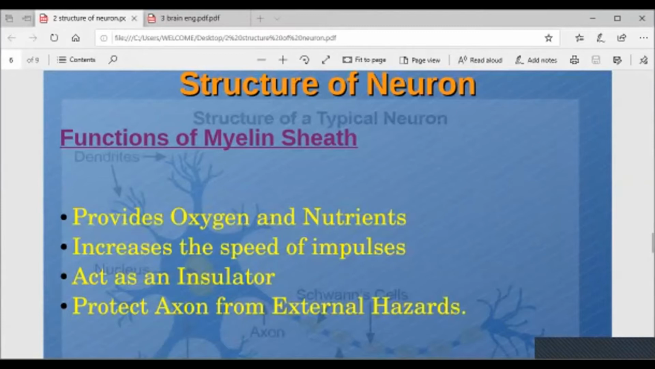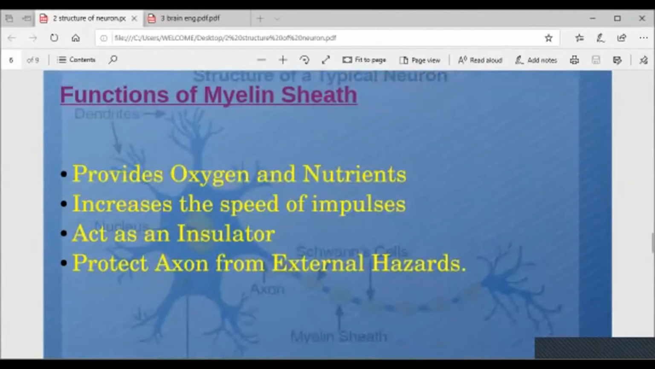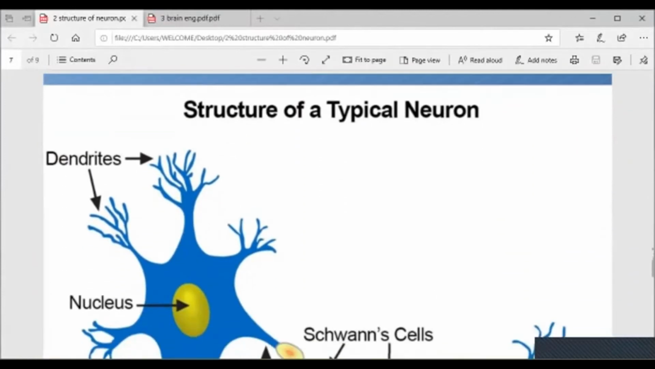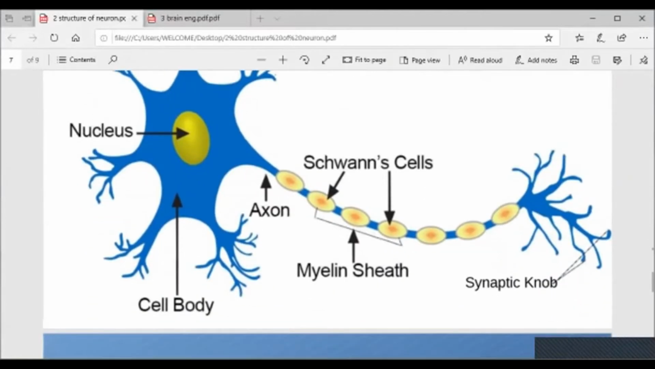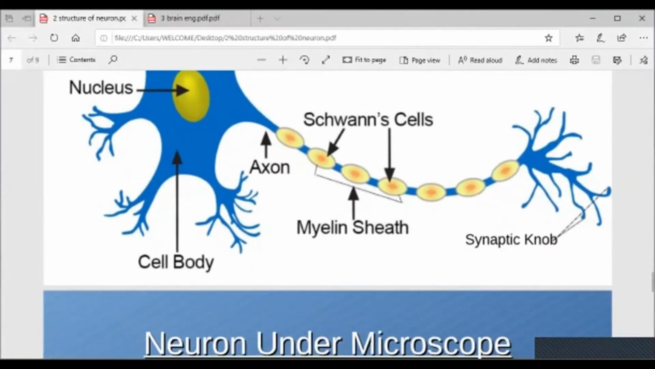Then it increases the speed of impulses. So myelin sheath helps in increasing the speed of the impulses. Then it acts as an insulator. Then it protects the axon from external hazards or shocks. So this myelin sheath protects the axon from the external shocks or hazards. These are the parts of the neuron. Now you can see the fully labeled picture of a neuron here: dendrites, nucleus, Schwann cell, axon, myelin sheath, synaptic knob, and the cell body. These are the parts of the neuron we have studied.